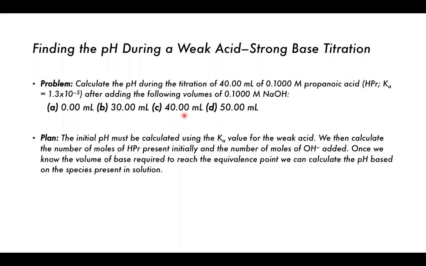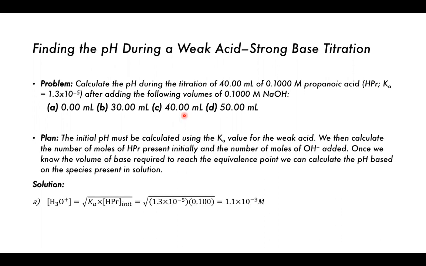So the initial pH must be calculated using the Ka value for the weak acid. We then calculate the number of moles of propanoic acid present initially and the number of moles of hydroxide added. Once we know the volume of base required to reach the equivalence point, we can calculate the pH based on the species present in solution.